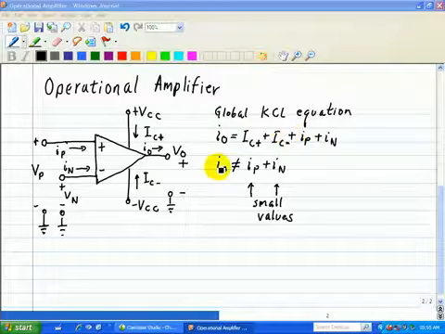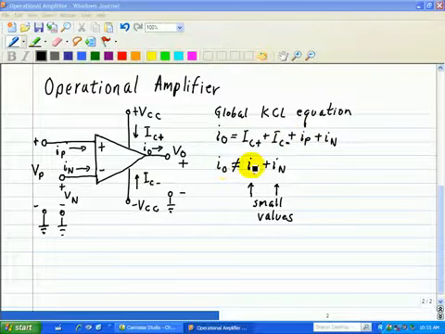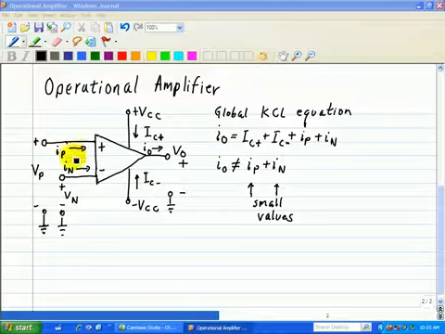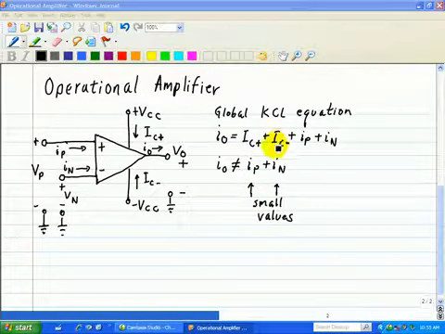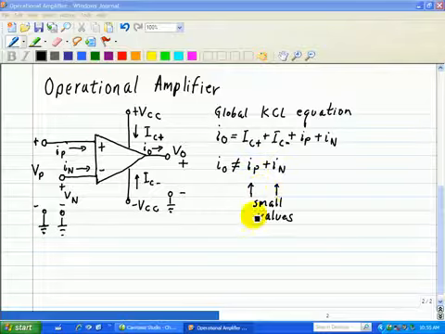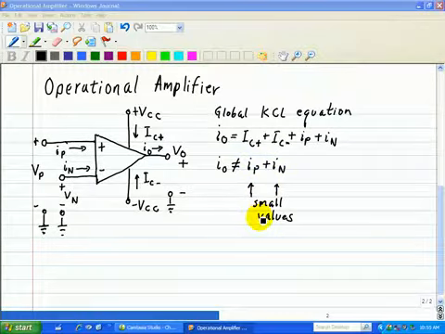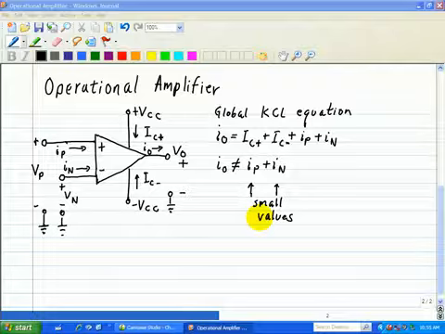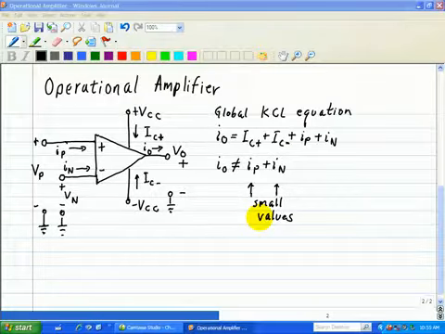And then we also note that the outgoing current does not equal the 2 ingoing currents at our input terminals, IP and IN, because they don't include IC plus and IC minus, and that these values here, IP and IN, are usually small, as we'll see. In fact, we'll use this to define our ideal characteristics associated with an op-amp.